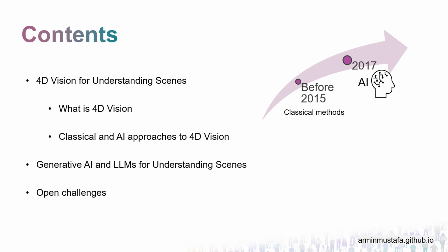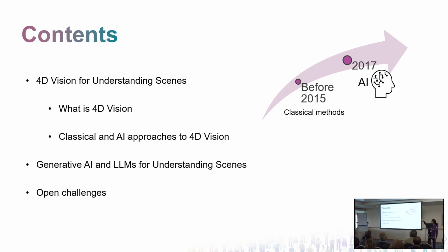So in this presentation, I'll go through 3 different things. The first one is 4D vision. So what is 4D vision? And what are the classical approaches? So before 2015, we worked on 4D vision, and it was all just classical approaches, traditional optimization-based methods. And then from 2017, there was a huge rise in AI, and all the techniques which we have been developing for 4D vision after that have been AI-based techniques, so combining computer vision and AI. So we'll look at both the approaches. Then we'll look into generative AI and LLMs and how they have been used to understand our day-to-day general life scenes. And then we'll also identify open challenges in both of those fields in the end.